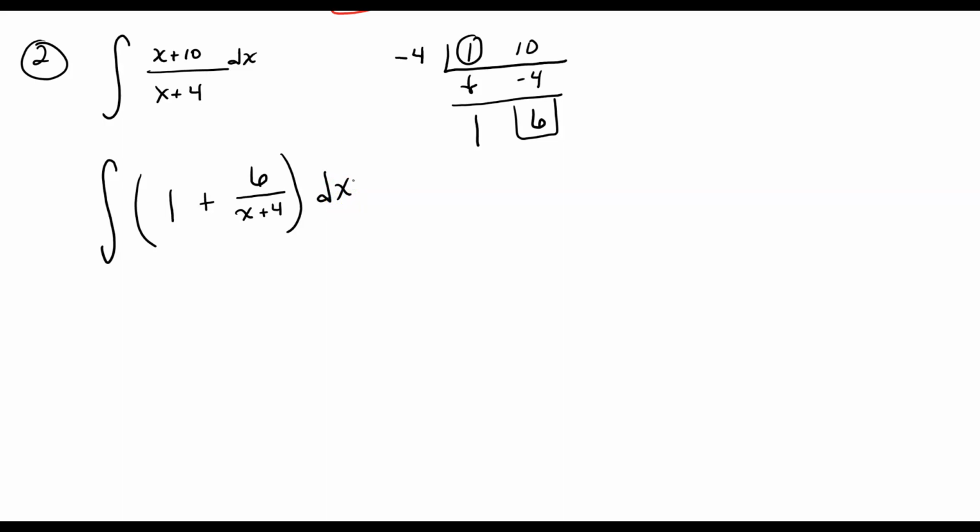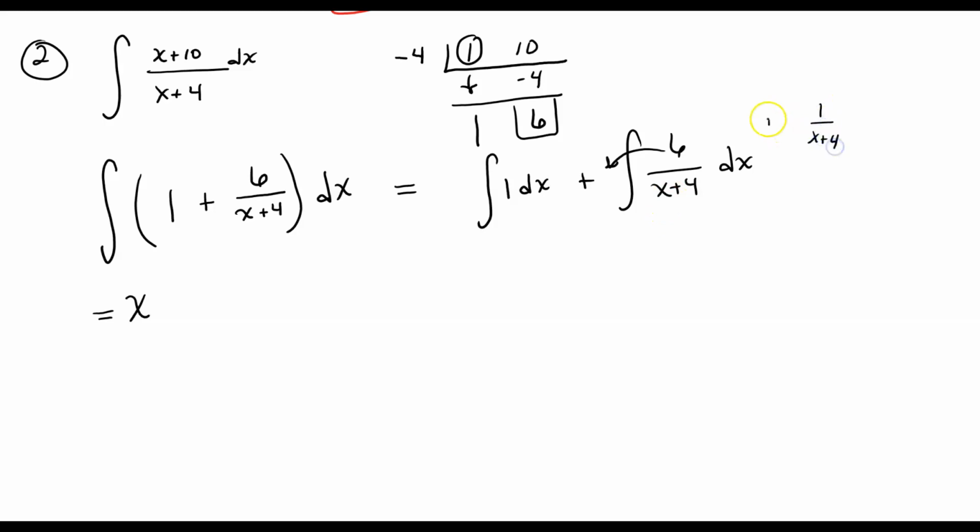So we're going to take a look at that now in isolation. You can break up the integral, in other words. So you have the integral of 1 dx plus the integral of 6 over x plus 4 dx. Two separate integrals. The very first integral is very easy. It's just x. The second integral is the one that produces the natural log. So you can pull the 6 out over here, and you have 1 over x plus 4.